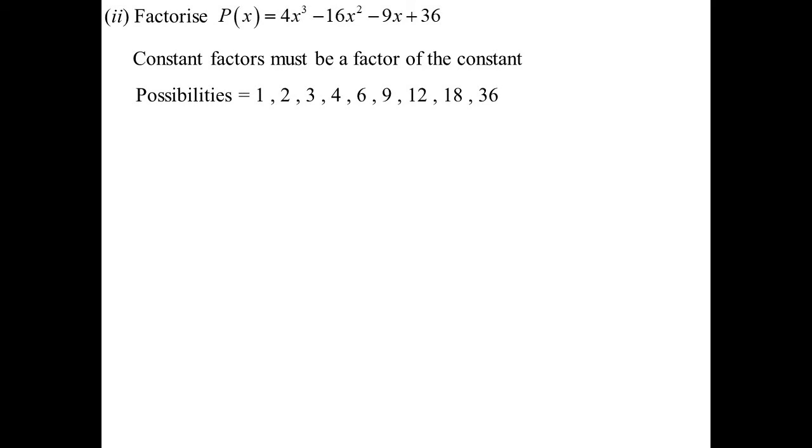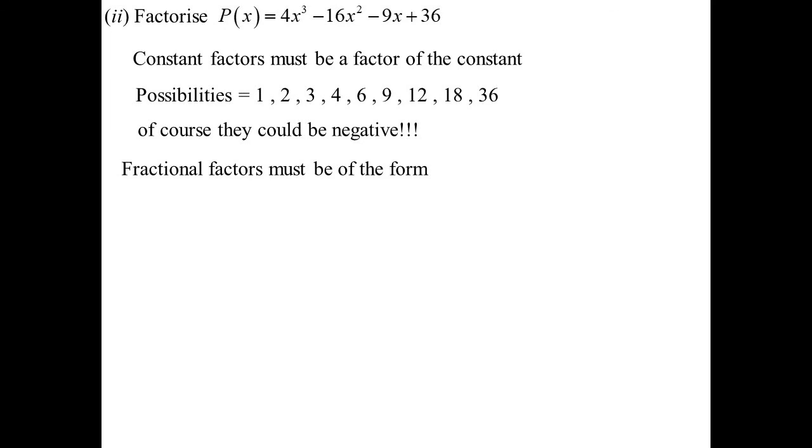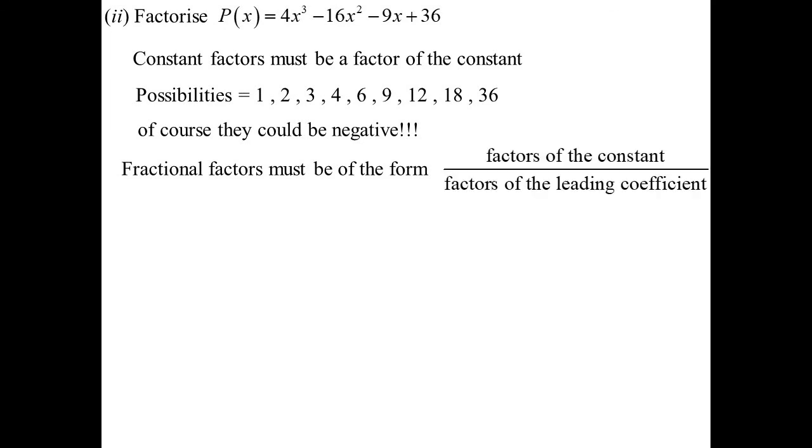Hang on. But they could be negative numbers as well. So I could also have -1, -2, -3. Oh, but hang on. It's not monic. So it might be a fractional factor. Fractional factors will always look like this: factors of the constant over factors of the leading coefficient. That's why when it's monic, it's nice and easy because the leading coefficient's 1. So you're just going into that.